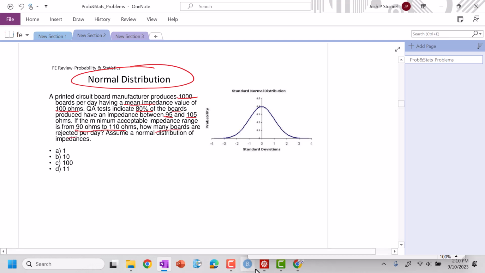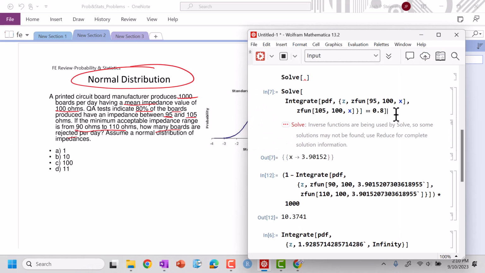One way we can figure this out is we know, for example, if I integrate my PDF from my z function value of 95, the mean is 100, but we don't know what the standard deviation is.